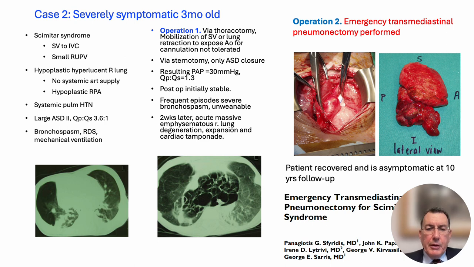The patient was making a slow but steady postoperative progress towards extubation, but 2 weeks later, acute massive emphysematous degeneration of the lung occurred, displacing the heart to the left and causing severe tamponade. At emergency salvage reoperation, a transmediastinal pneumonectomy was performed. The patient recovered well, and she is now asymptomatic 10 years later.